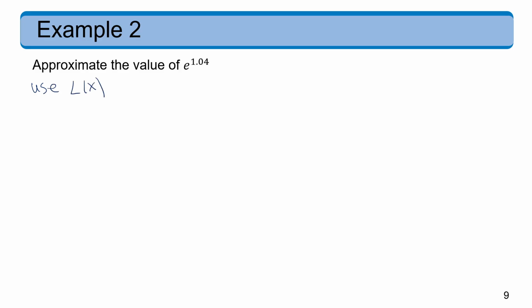So we need to start by, let me say this, use L of x to approximate. What function do we want to approximate? Well, notice we have e to some power, so we could define our function to be e to the x. And then we need to say where we want to make our L of x tangent. So we just give the x coordinate where we want it tangent.